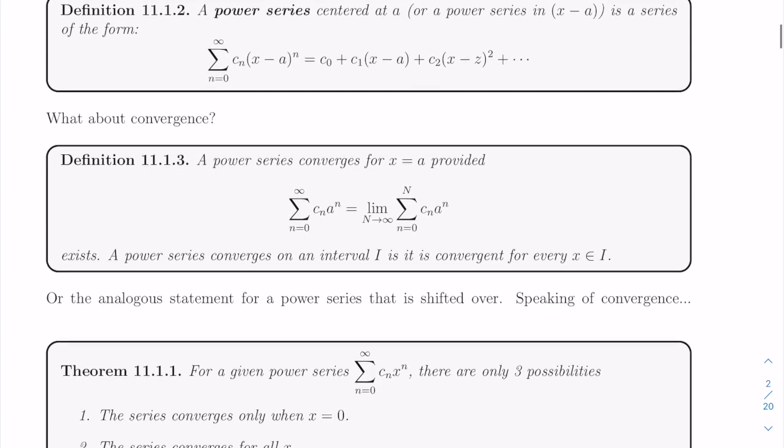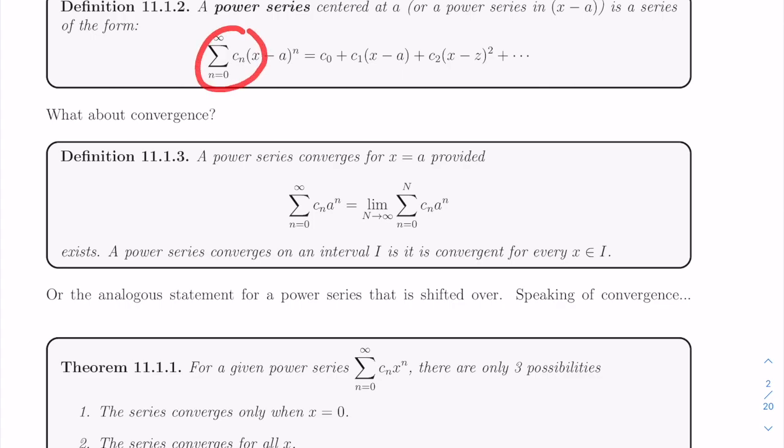All right, a word about convergence. We all know that series don't need to converge, but what can we say about this? A power series converges for x equals a, provided that when you plug in a, this limit exists, okay? Now, this limit is a limit of partial sums. These are the partial sums going from 0 to some fixed number, and then you let that number go to infinity. If that limit exists, then the series converges.